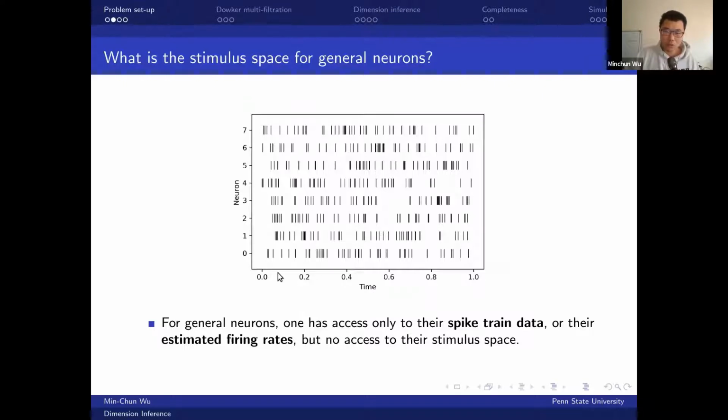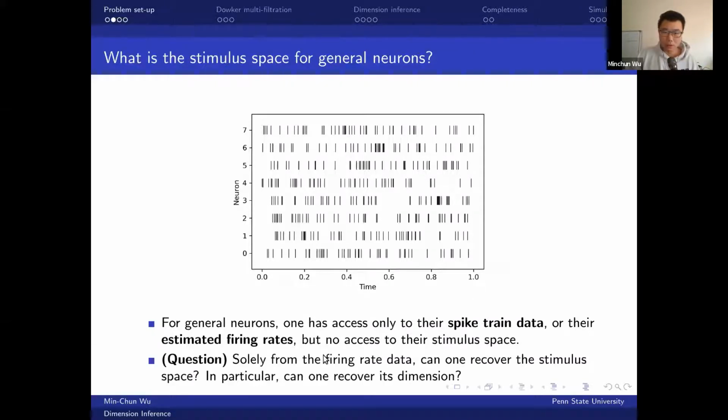If you use a sliding window trick, we can estimate the firing rates for the same stimuli, but we have no access to the stimulus space. So the natural question now is: if we just have access to the firing rate data for several different stimuli, can one recover the stimulus space? In particular, can one recover the dimension of the stimulus space? The main focus of this talk is how we figure out this dimension using a mathematical framework that we construct from the observations of place cell behavior.